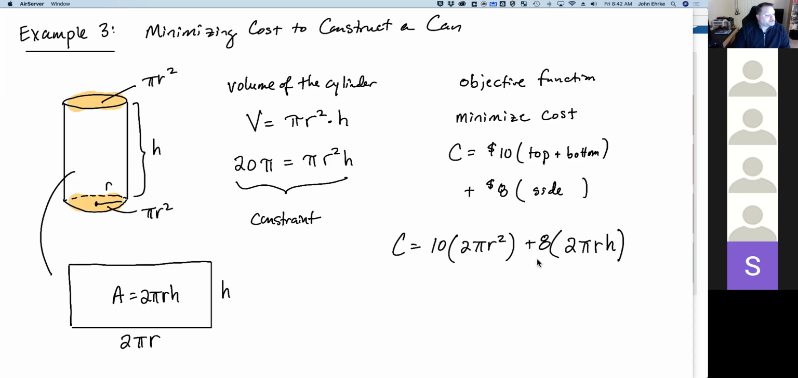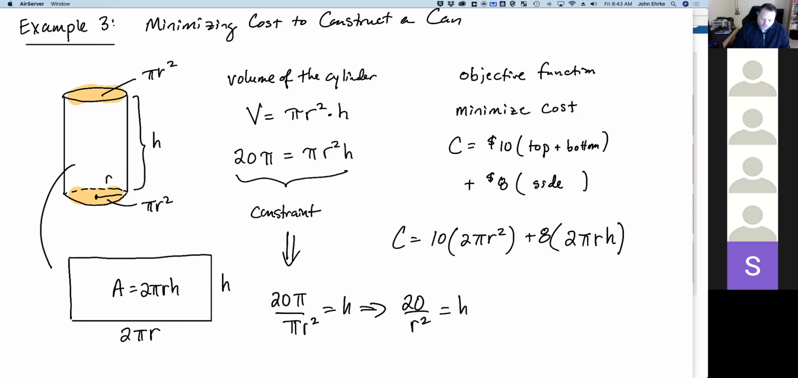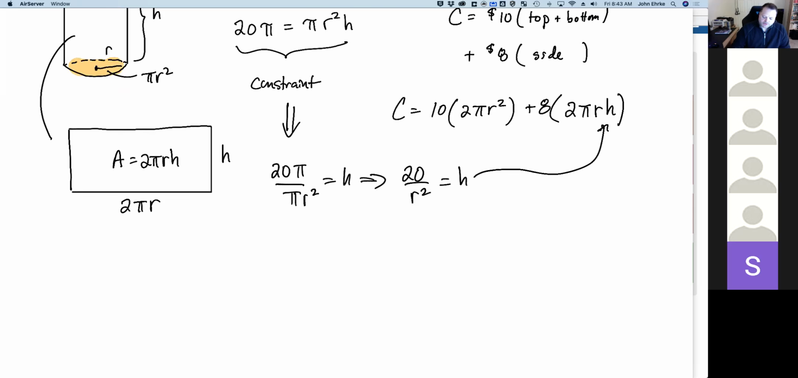So here's my cost function, but the only problem with my cost function is it is in terms of both h and r. I have two variables here. So this is where my constraint comes in. I can use the constraint to solve for h, plug it in so that this is just in terms of r. So this constraint is 20 pi divided by pi r squared is equal to h. So that implies that h is 20 over r squared. So I can plug that into my cost function.